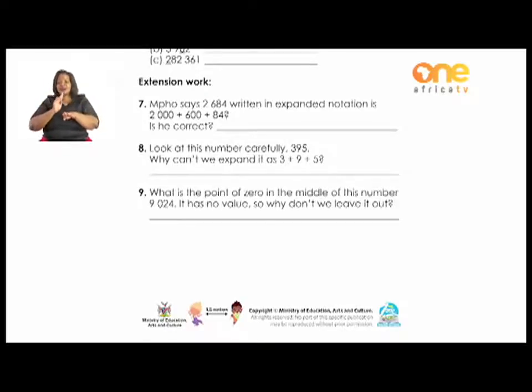Where you find the mistake, what is supposed to be there, that is what you have to give as a reason. The last one: what is the point of 0 in the middle of this number, 9024? It has no value, so why don't we leave it out? You have to give a reason there. So for numbers 8 and 9, you have to give reasons.